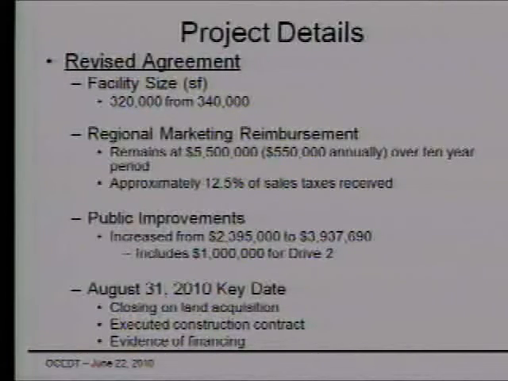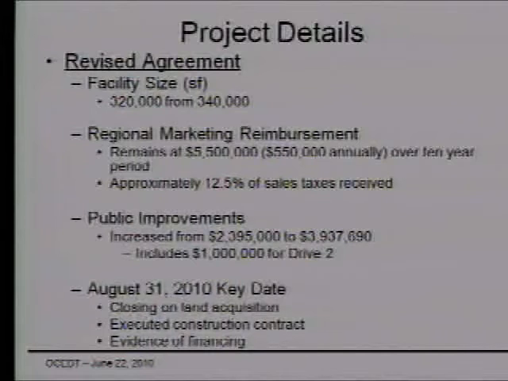And that $550,000 a year equals about 12.5% of the sales taxes that the city anticipates to receive from the development. The public improvements have increased from $2.4 million to about $3.9 million, and that number includes an additional $1 million to construct the public street improvements that are Drive Number 2.